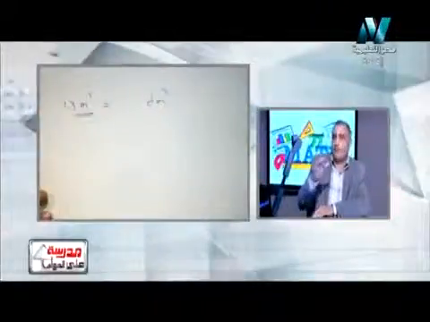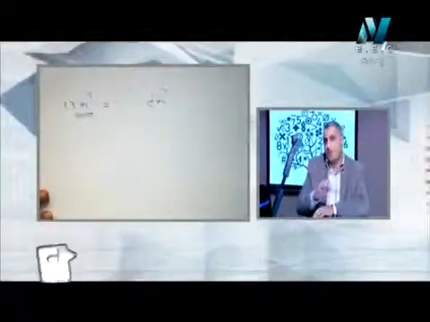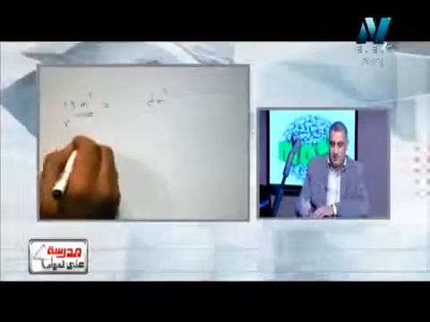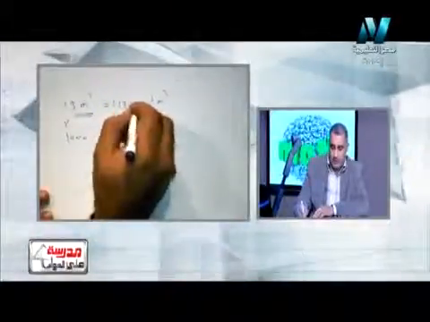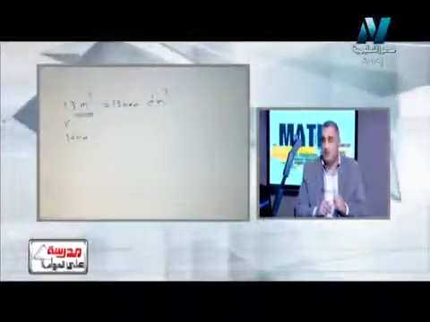The same idea. We have to convert from meter cube to decimeter cube. Which one is bigger than the other? Excellent. Meter cube is bigger, so we have to multiply by the relation between them. The relation between them equals 1000. So 13 times 1000, the result will be 13,000. 13 meter cube equals 13,000 decimeter cube.